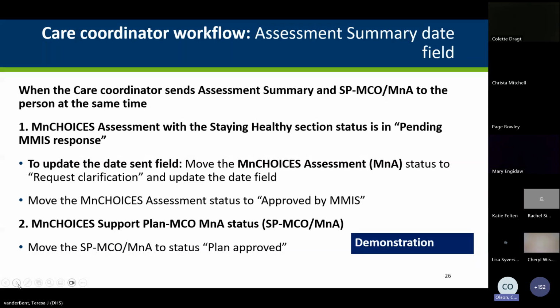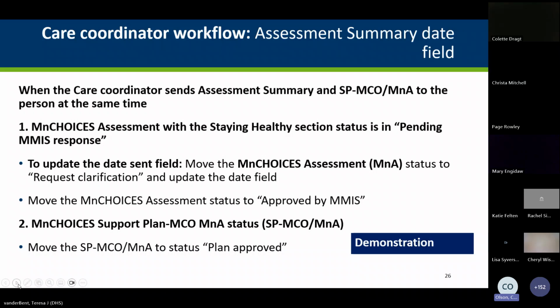And then for assessment summary field date, when the care coordinator sends an assessment summary and the MCO and the support plan MCO MNA to the person at the same time, the assessment with the staying healthy section status is in pending MMIS response. And to update the date sent field, you'll want to move your assessment back to request clarification and update the date field. Then you can move the assessment back to approved by MMIS. And for the support plan, you'll move the status to plan approved. And Liz is going to demo how to do that.